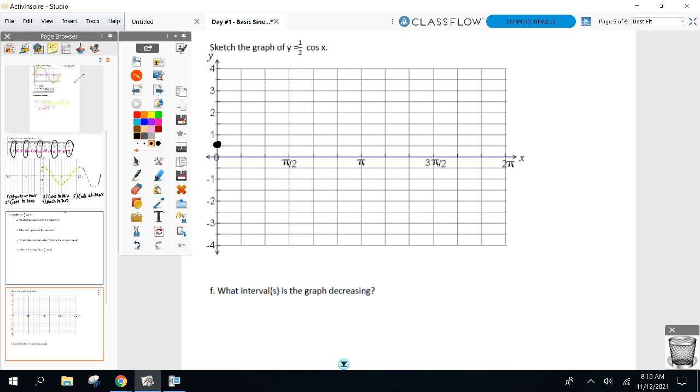Goes to, you can look back if you need to. Cosine starts at the max, goes to 0. That's my next key value at pi over 2 is 0. Max, 0, where? Where's it go now? Minimum, which is what for this curve? Negative 1/2. Back to where? 0. And ends at the max, 1/2. That's all I need to know, the direction the curve goes. And then a nice smooth curve.